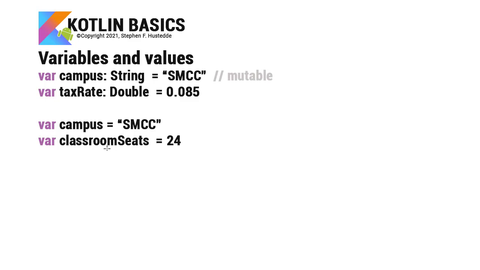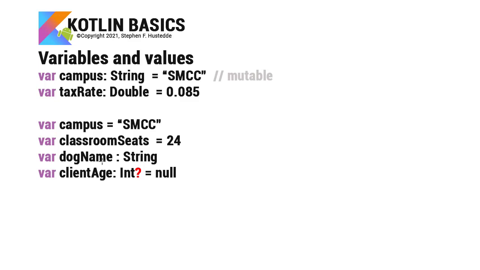So classroom seats would be an integer data type. We can also declare a variable such as dog name as string and then assign a value later. And we can declare a variable as nullable. And to have that null value, we have to use a nullable data type. And each of the data types can be nulled by adding a question mark after the data type.